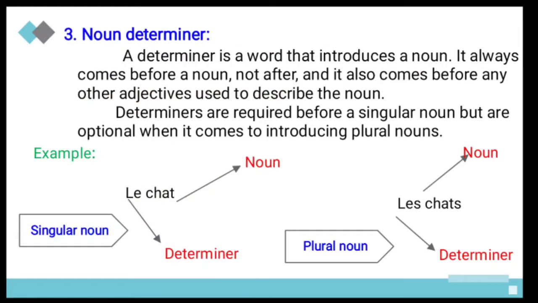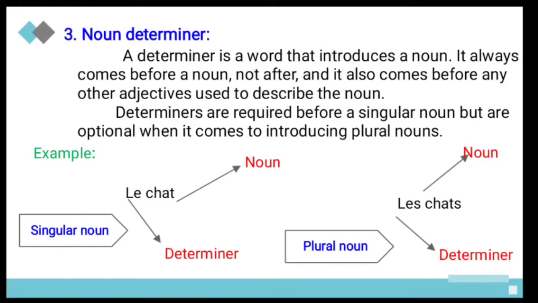See the example. Le chat. Le chat means what? The cat. So le refers to the determiner, it's an article, and chat is a noun, it means cat. These are the singular noun for the example. And next, plural noun, les chats. So you have to change the definite article into les, and the noun forms its plural by adding s. Les chats, les is a determiner, and chat is a noun, and this is the plural noun.